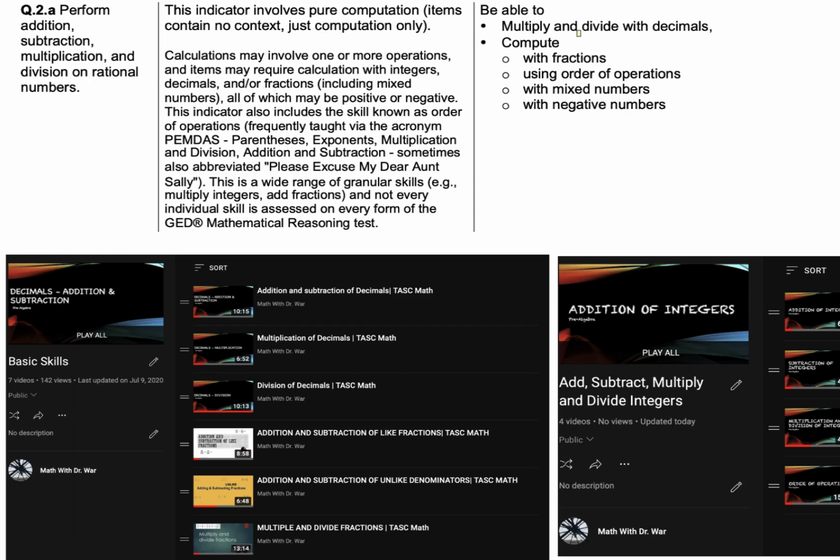In this standard, they say that students should be able to multiply and divide with decimals. You should also be able to compute with fractions, using order of operations, mixed numbers, and with negative numbers. So I am not actually going to create any videos.